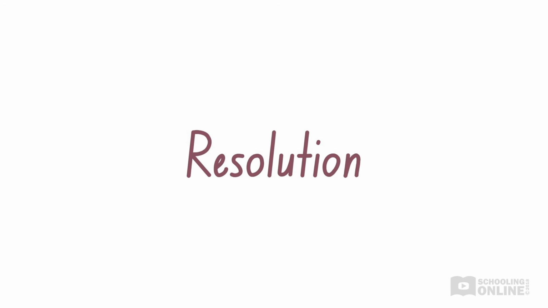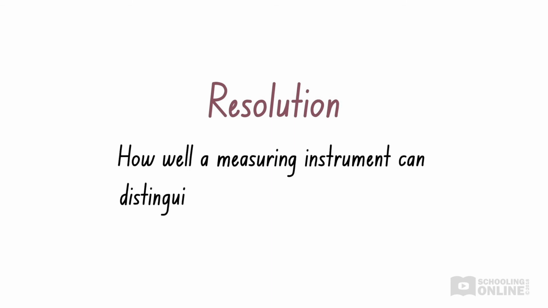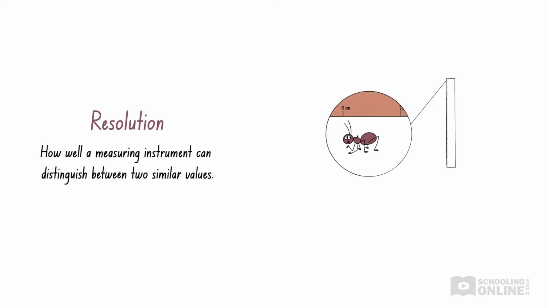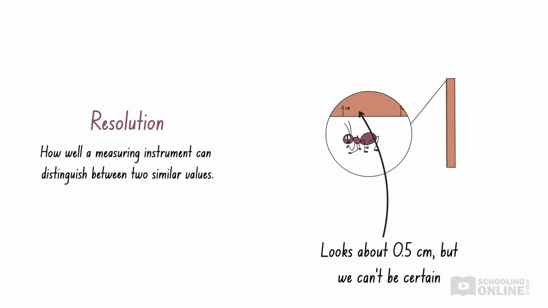Accuracy can also be affected by the resolution of instruments, which refers to how well the instrument can distinguish between two similar values. For example, let's look at this ant. If we use a 1 metre ruler with increments of 1 centimetre, we can say that the ant is around half a centimetre long. However, we can't be certain about the value since it lies somewhere between 0 and 1 centimetre. We cannot be certain that its length is exactly 0.5 centimetres as opposed to 0.53 or 0.51 centimetres.